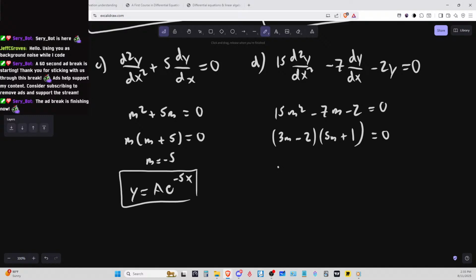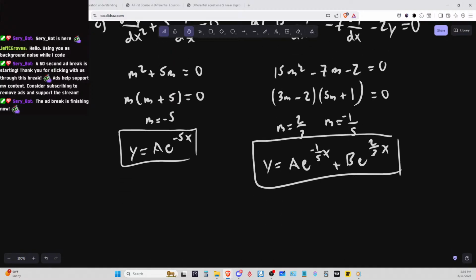Okay, so this one we're gonna be left with 2. Yeah, we're gonna be 3 minus 2. And in this one we're gonna have 1 over 5 negative. Meaning we're going to be left with a e to the negative 5th x plus b e to the 2/3 x. Perfect.